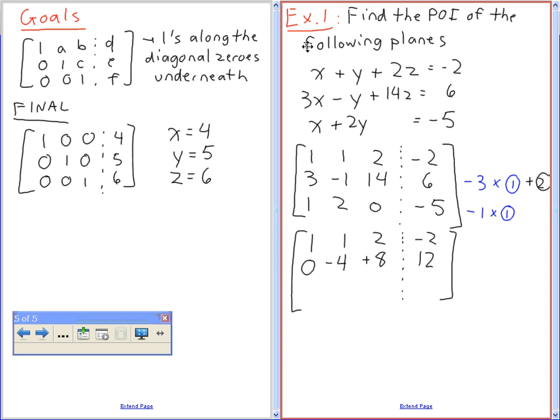So what I'm going to do now, I want to get rid of this. So I'm going to take this row and subtract this, and I'll get 0. So 1 minus 1 is 0. 2 minus 1 is 1. 0 minus 2 is negative 2. And negative 5 plus 2 is negative 3.